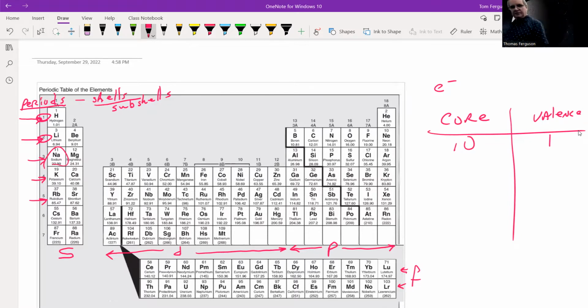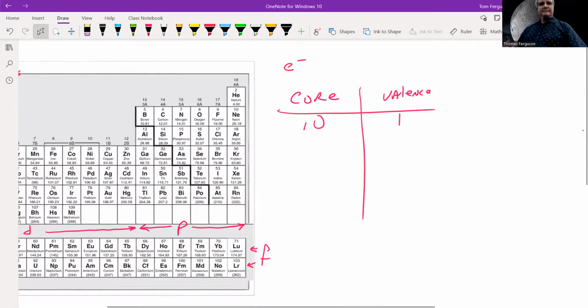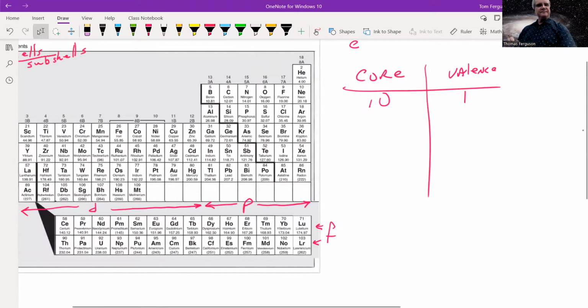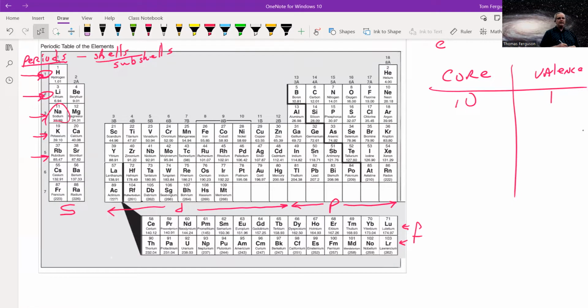Okay, so let's look at sodium again. Sodium has 1 valence electron, 10 core. Now we have to account for all 11 electrons with electronic configuration notation. So if we look at sodium over here, it has electrons in the 1 shell, the 2 shell, and the 3 shell. That's because all the electrons above it are core electrons, and those core electrons occupy the 1s, the 2s, the 2p, and the 3s. We have to account for all the electrons above it.